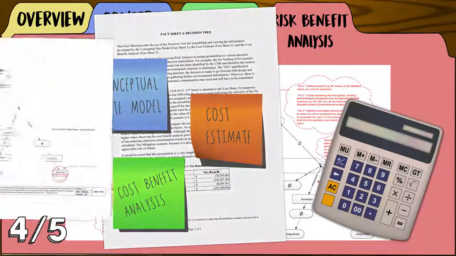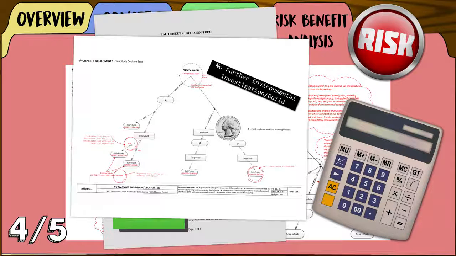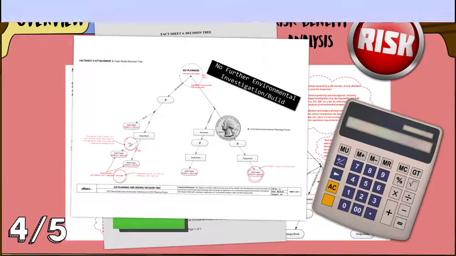A key feature of the decision tree is using risk analysis to assign probabilities to various decision points that are subject to significant unknown information. The no further environmental investigation/build scenario indicates that no significant environmental risk has been identified by the conceptual site model, and therefore the need to conduct additional investigation into environmental concerns is eliminated.